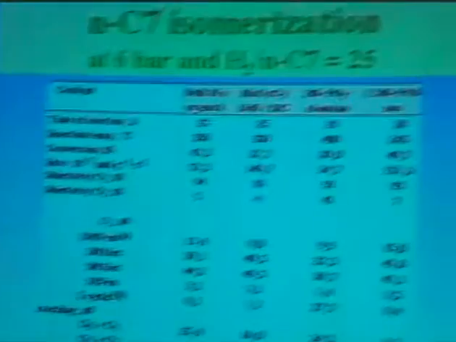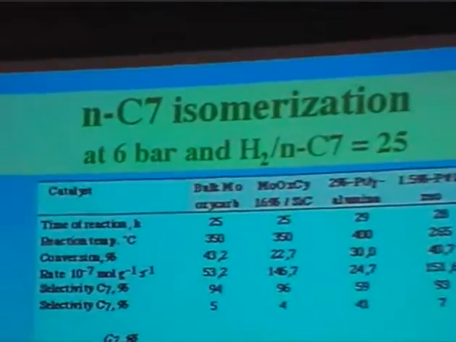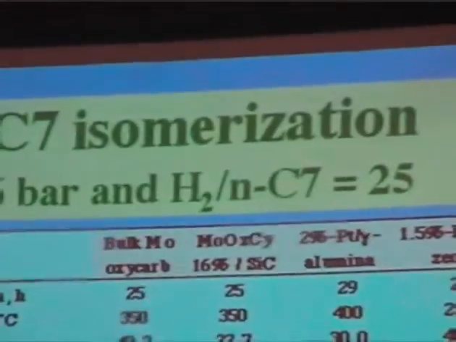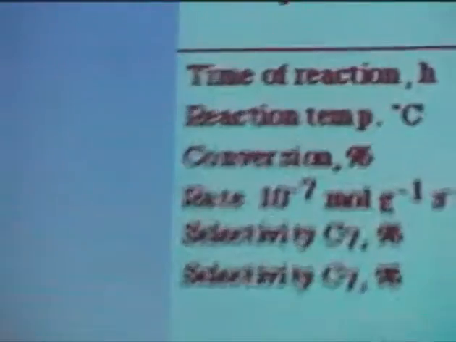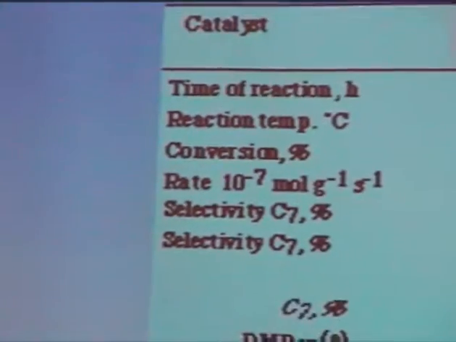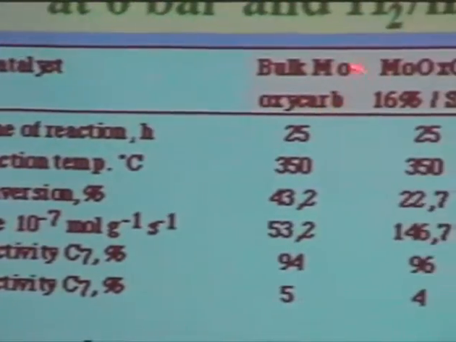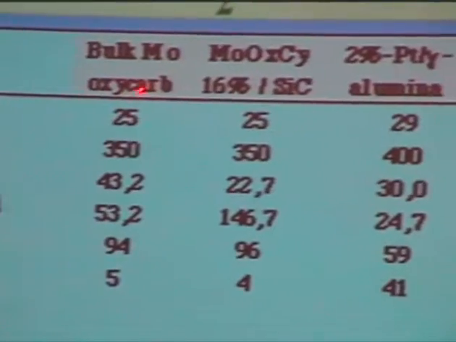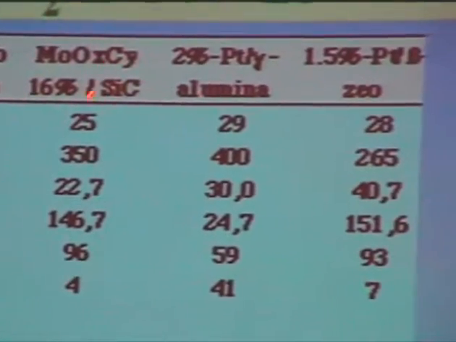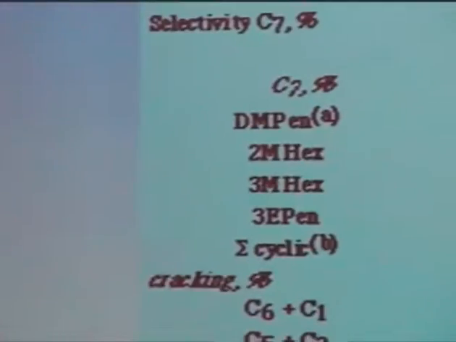Sorry for this table, it's a bit too many things on it, but I will try to simplify. So we have compared in more or less the same condition, only temperature is changing, the bulk molybdenum oxycarbide and the molybdenum oxycarbide supported on silicon carbide. There, I would like to spend a little time on it.